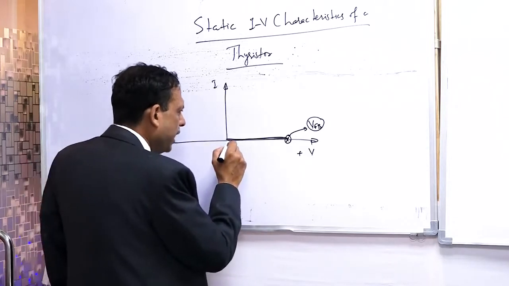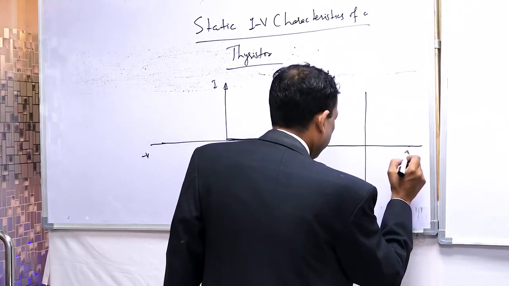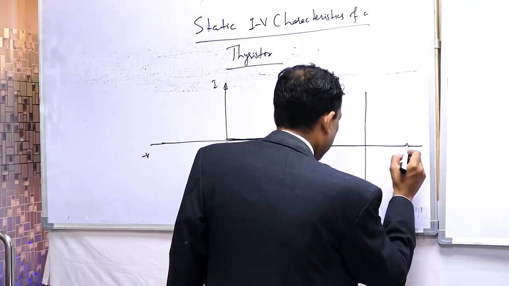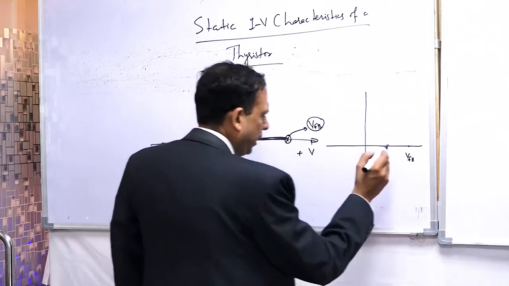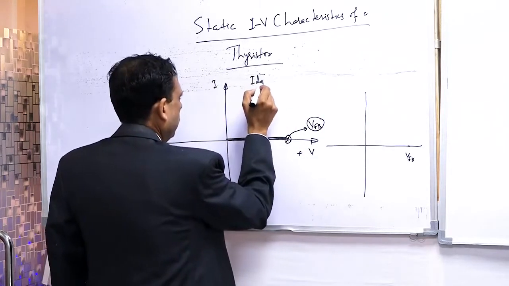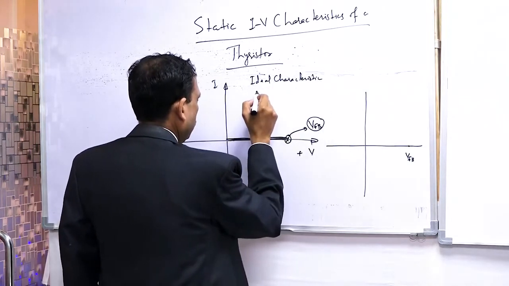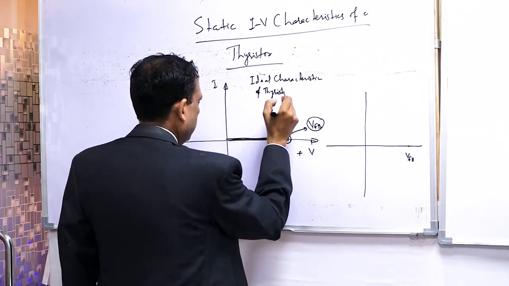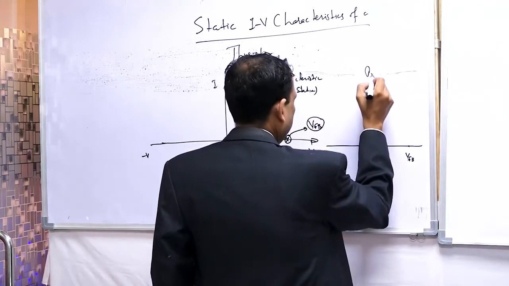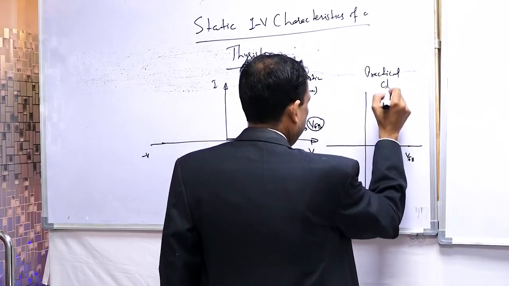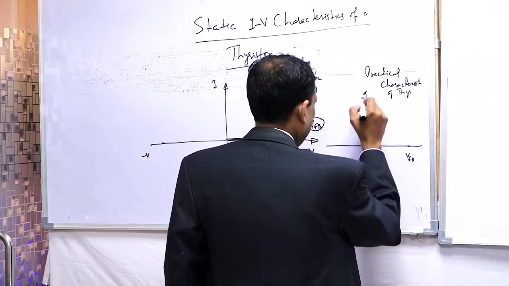Now if this is a straight line, let us draw a practical characteristic of a thyristor when the forward blocking voltage is applied. Now what is going to be changed in this? This is the ideal characteristics of a thyristor, and this is the practical static characteristics of a thyristor. This is current, this is voltage.